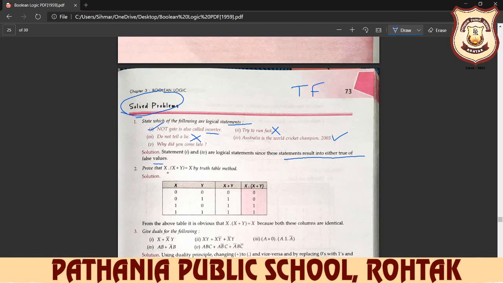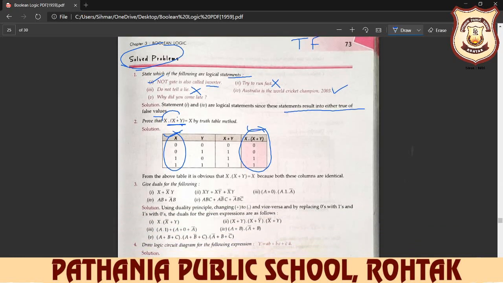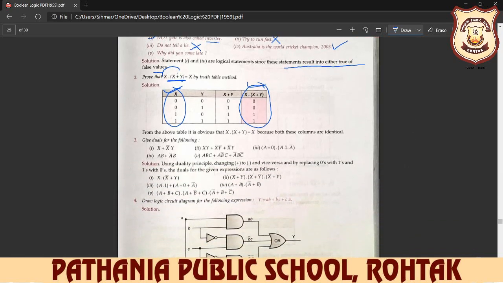Now question number 2. Prove that x multiply x plus y is equal to x. So here we need the table of two variables, and after that you add x plus y and multiply with x, and you see here this x value and x multiply x plus y are all the same. So left hand side is equal to right hand side here. Clear beta?